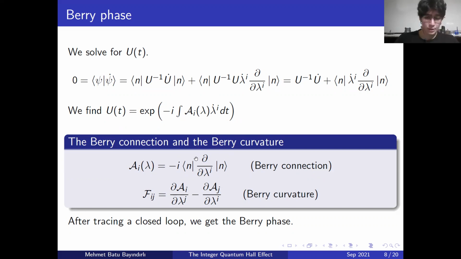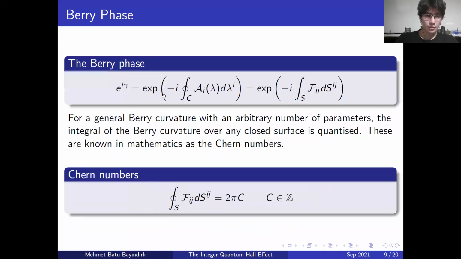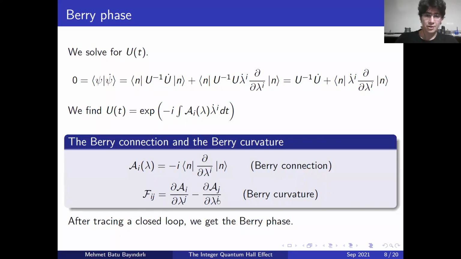So what we want to do is trace a closed loop in the parameter space. We take our integral on a closed loop, and we get the Berry phase, which is denoted as this value. And we can always use the higher dimensional Stokes theorem to make this integral a surface integral over the parameter space, where we have defined this funny F ij, which is called the Berry curvature.